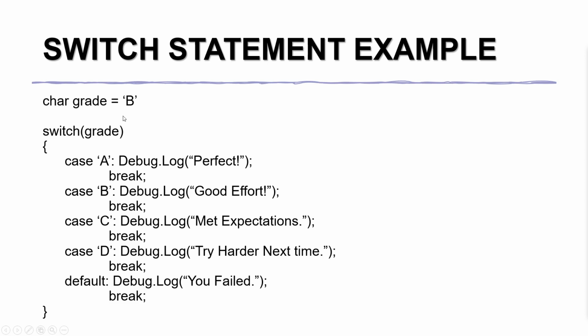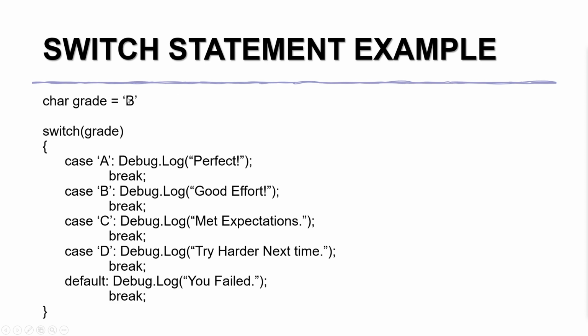So if it's case A, print out that you're perfect. If we had a B, we would say, hey, that's pretty good, good effort. If we had a C, we're going to print that you met the expectations. If we had a D, we're going to try to give a nice encouraging message of try harder next time. But if it's not an A, a B, a C, or a D, you failed. So we're just going to print that you failed to the console and be done with it.